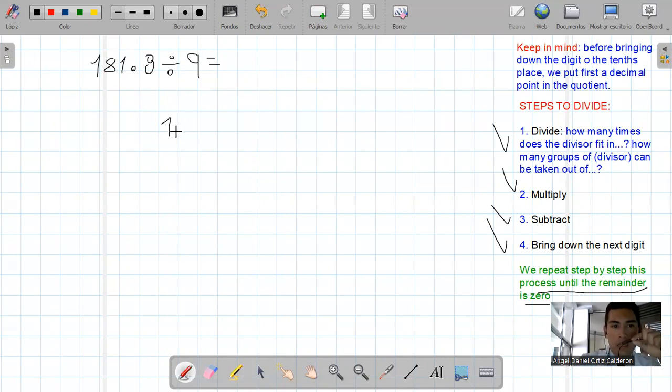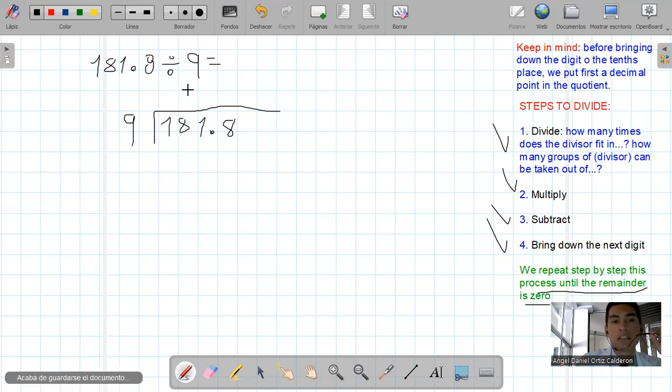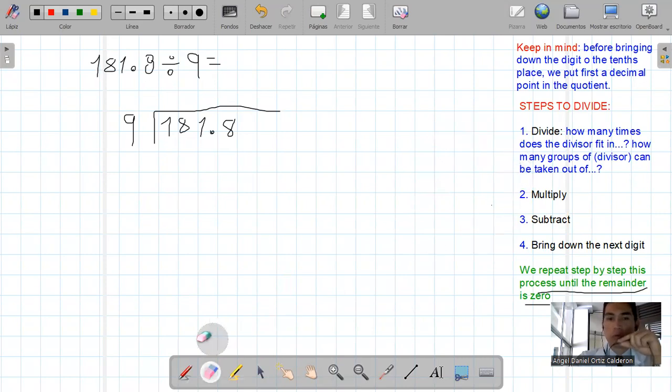The dividend, sorry guys, a dividend 181.8 goes underneath the division bar. The divisor goes out here. The result, the answer, the quotient goes up here, and the remainder goes down here. Now, the same process. We have to divide.